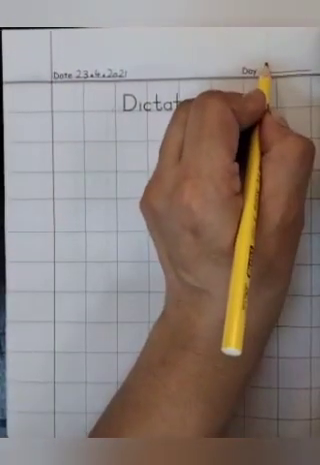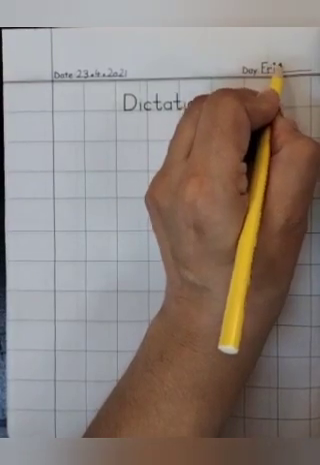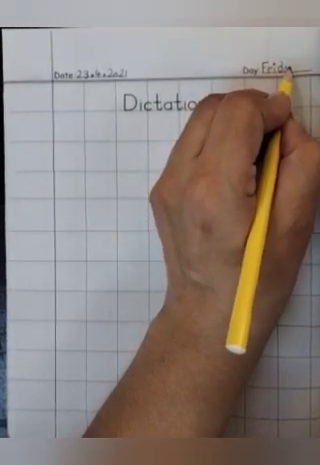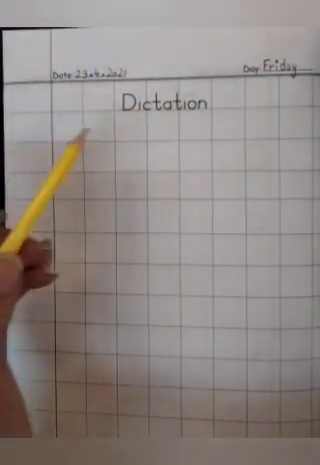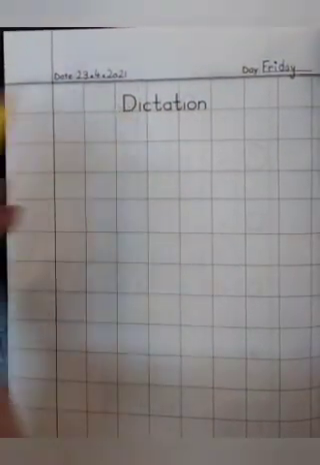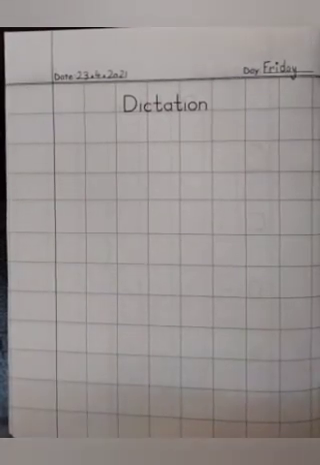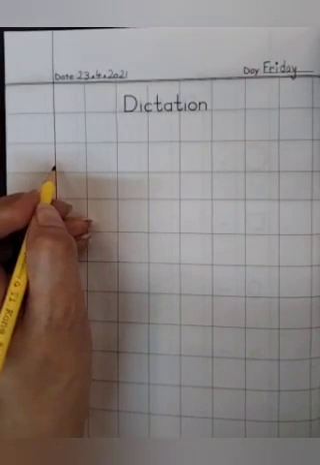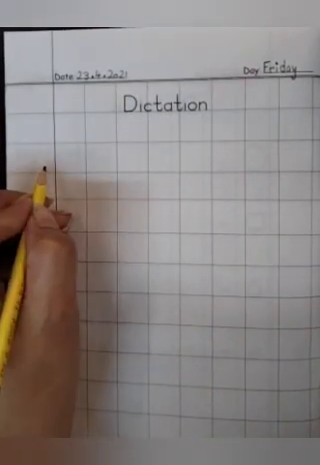So let's write Friday and spell with me. F-R-I, Fri, D-A-Y, day. Friday. Very good. Now let's read the caption again. Dictation. Are you ready for the dictation? Very good. So let's start the dictation, and your first dictation word is 40.